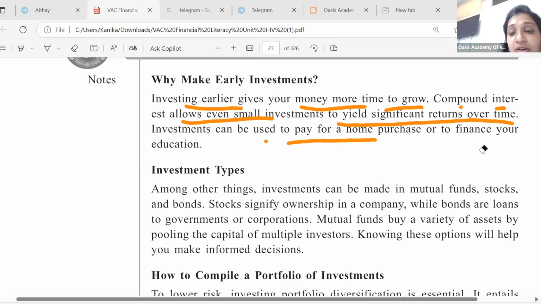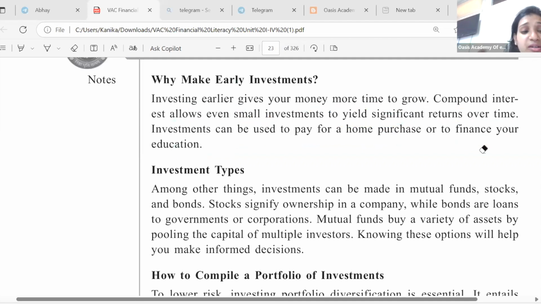Investments can be used to pay for a home purchase or to finance your education. Investments help you make any future payments. They help you purchase houses, or pay your expenses and everything.